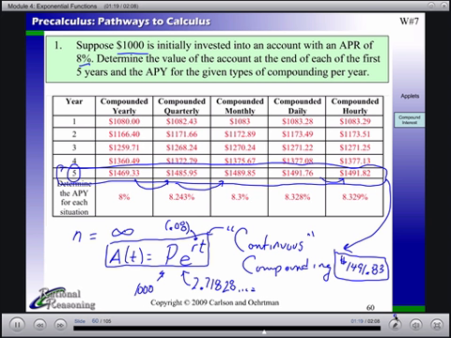Any questions on that? The number of years, T, and R and P are the same values we had before. So, what's the APY for this?